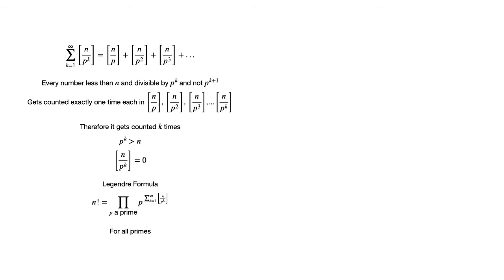Using what we have learned, we can express a formula for the factorial function for whole numbers that goes by the name of the Legendre formula. It simply is the product of the greatest prime powers that divide n for all primes. N factorial equals the product over p prime of p raised to the sum as k goes from 1 to infinity of the box value of n upon p to the k.